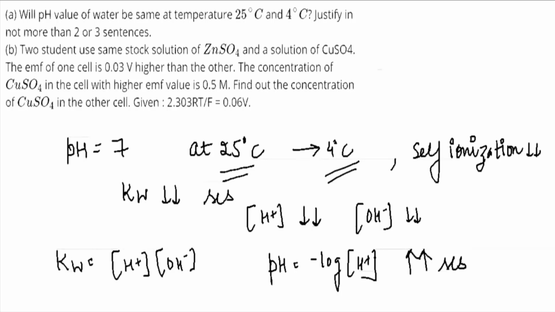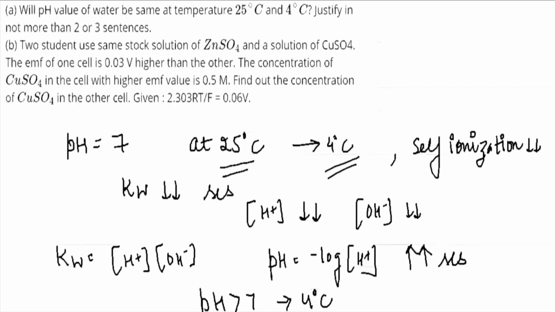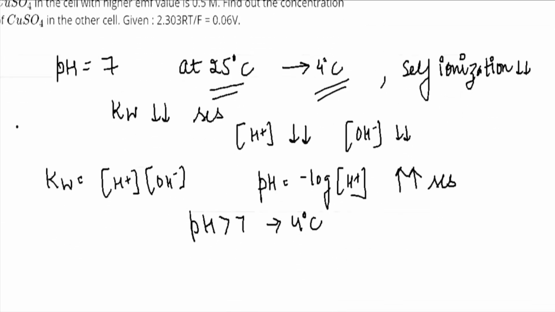So when I decrease the temperature from 25 degrees Celsius to 4 degrees Celsius, the pH of the solution will increase. That is, the pH of the solution will be greater than 7 when the temperature becomes 4 degrees Celsius. Now coming to the second part of the question, this was your part A.